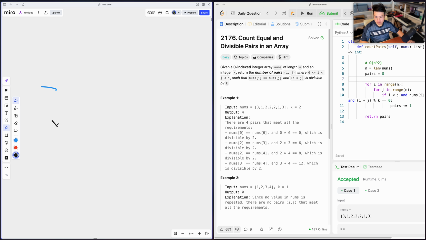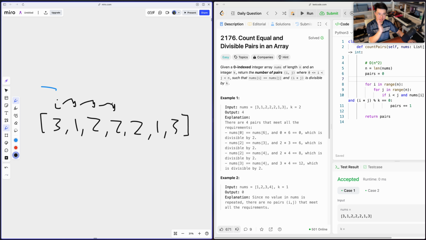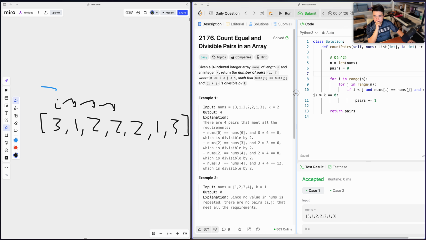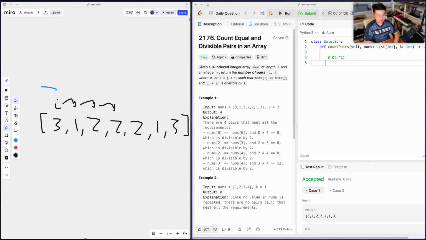If i is less than j, we could traverse pretending we're on each i. So if we had 3, 1, 2, 2, 2, 1, 3, and we go index by index, we keep moving this way, then we can have some sort of bank, like a history. Would that be good? So maybe n is the length of nums again.